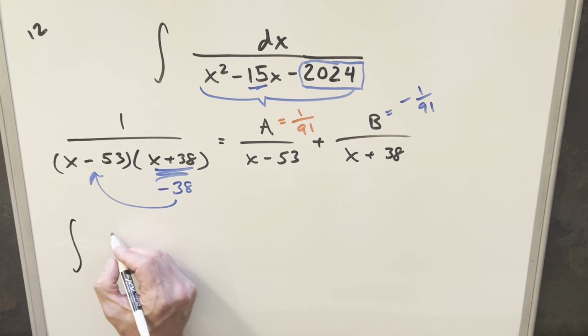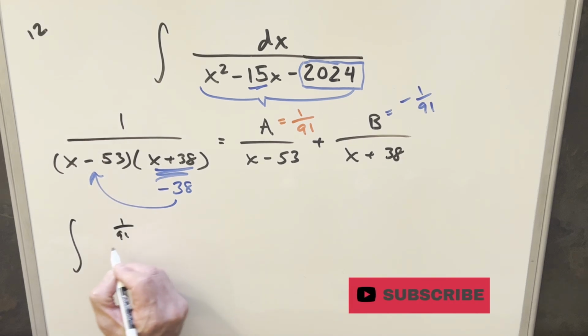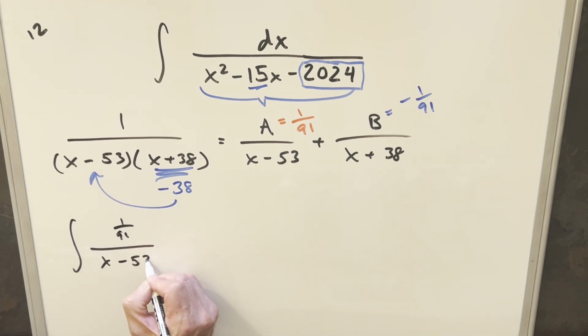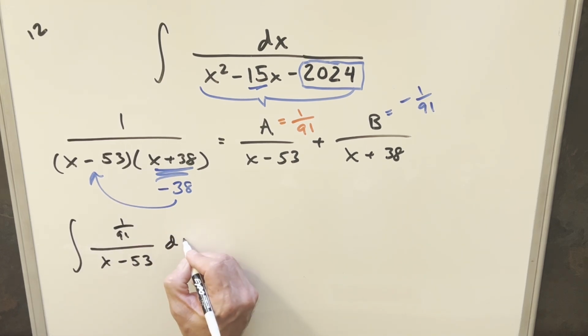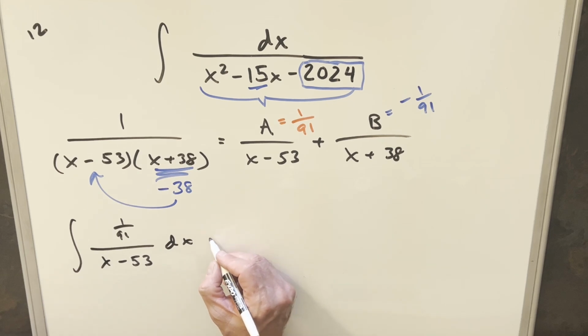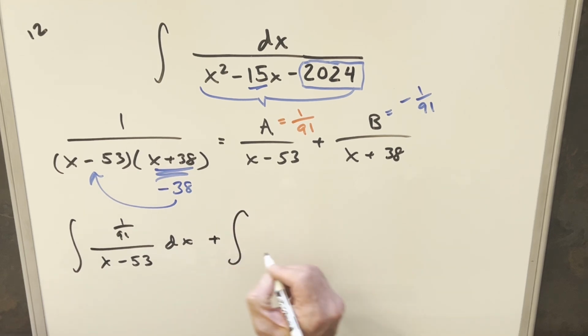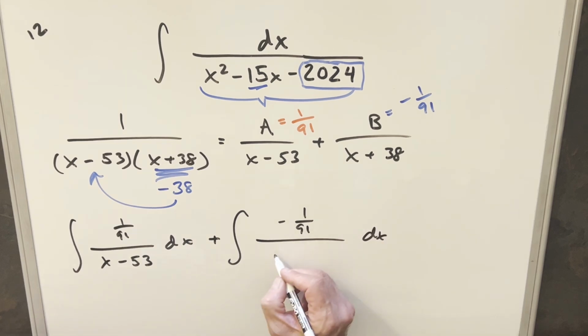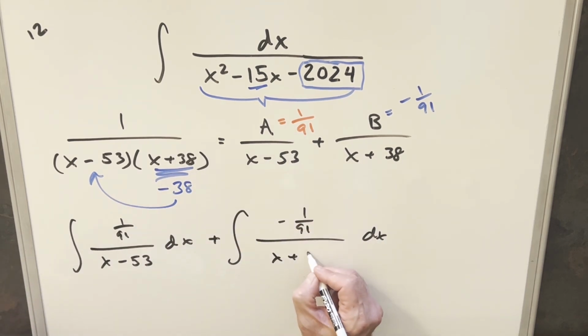So now we'll just use this and rewrite our integral. So the first part, it's a constant, so we could bring it outside of the integral, but I'm just going to leave it for now. So we'll have 1 over 91, x minus 53, and yeah, let's split it into 2 integrals. And then for the second one, we'll just write this as a plus. We'll have our minus 1 over 91 here, and then we're going to have our x plus 38 in the denominator.